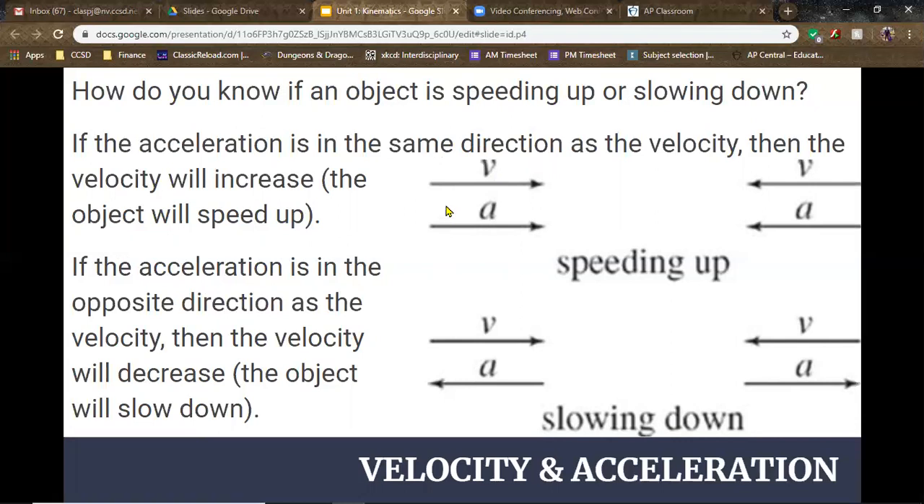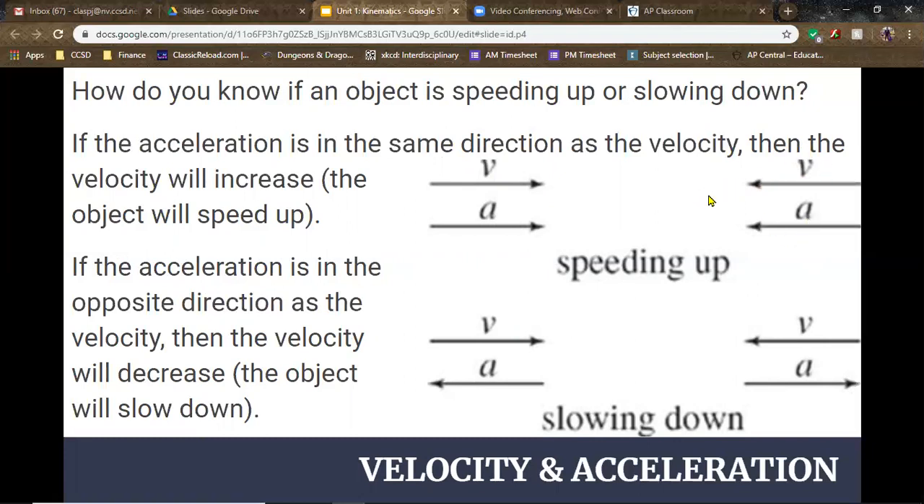And then if we look over here, we have velocity in the negative direction. It's moving to the left. All right, we have this acceleration in the negative direction. It's moving to the left. They are both still in the same direction, both going left. So this object would also be speeding up. Its velocity would increase. So situation one, our velocity will increase going in the positive direction. Over here, our velocity would increase in the negative direction.